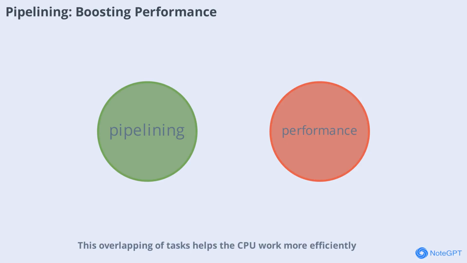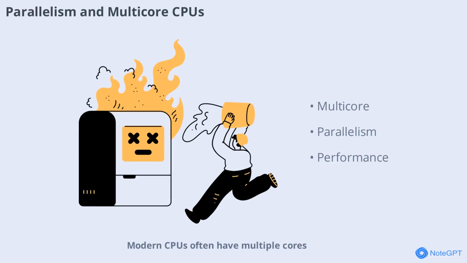This overlapping of tasks helps the CPU work more efficiently, much like an assembly line in a factory. Modern CPUs often have multiple cores, allowing them to process several tasks simultaneously. This parallelism boosts performance, especially for demanding applications like gaming, video editing, and scientific computing. Efficient use of multiple cores is a key focus in today's computer architecture.